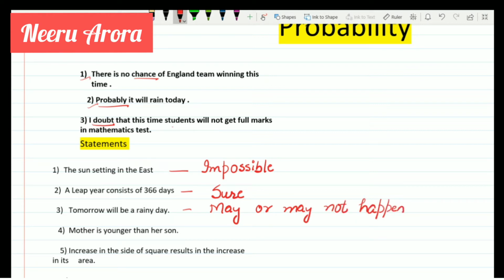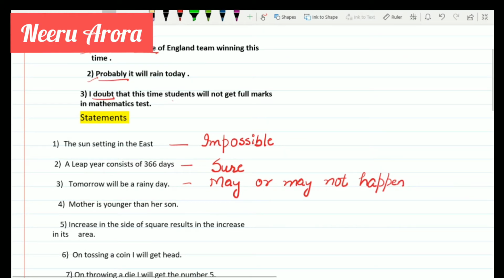Next statement. Mother is younger than her son. This is impossible. We know mother is always elder than her son. So this statement is impossible.